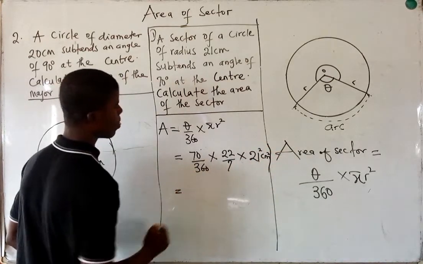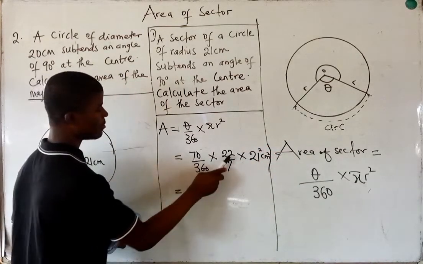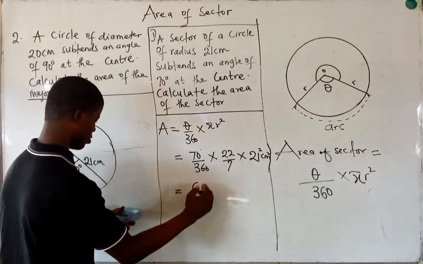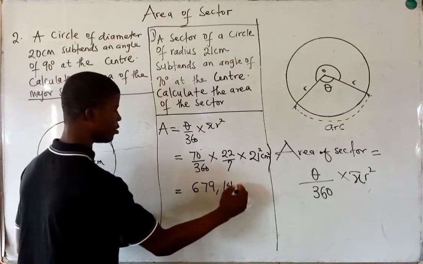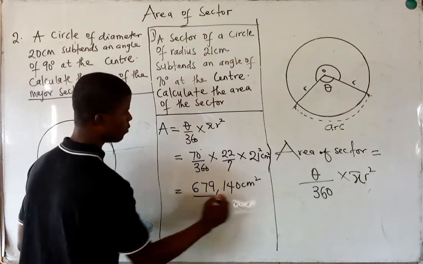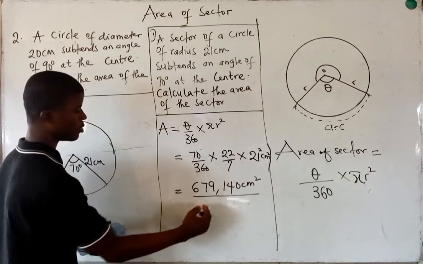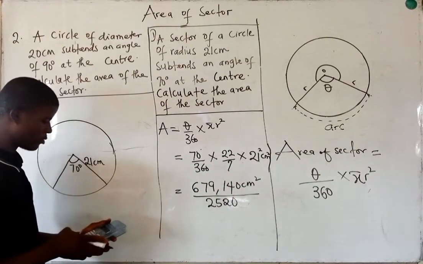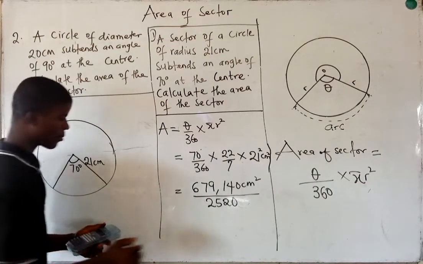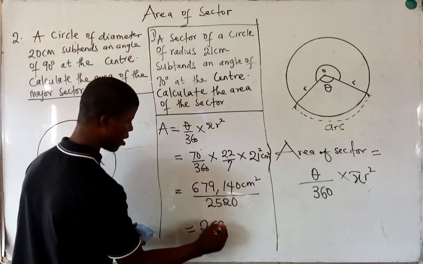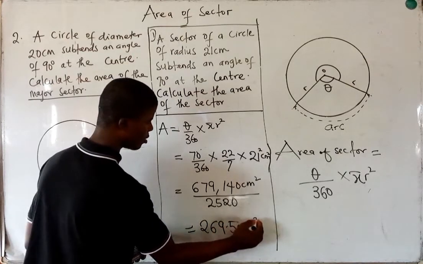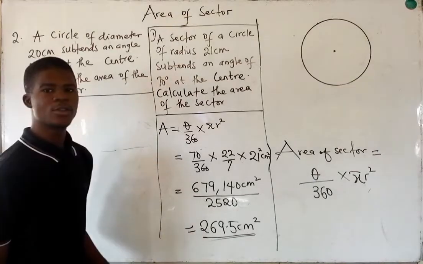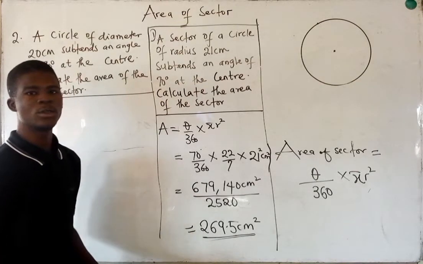So what do we do? Going by this, 70 times 22 times 21 times 21 is equal to 679,140 centimeters squared, all over 360 times 7, which is 2520. So this divided by 2520 gives me 269.5 centimeters squared. So this is actually the area of this sector. Having solved the first question, let's see what the second question says.